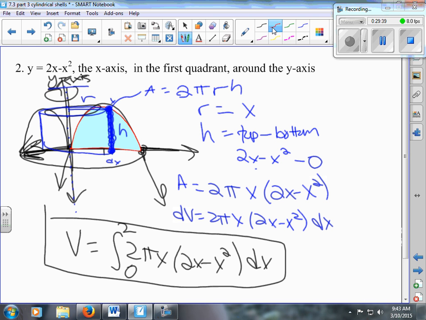Oh, solving the integral. A lot of times in the volume ones, you don't have to solve the integral. The integral is the answer. So what's the other hardest part? Determining which variable to use. Okay. So how do you determine which variable to use?